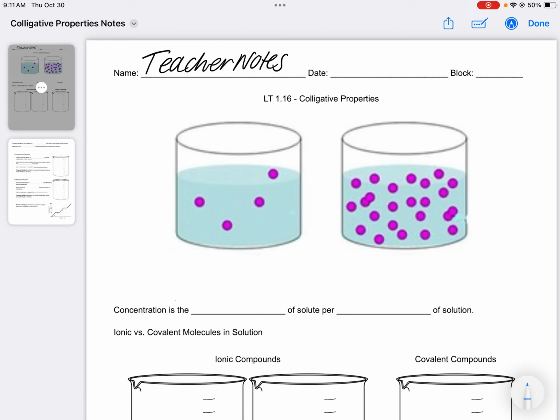Hi everyone, today we're going to be talking about colligative properties. Before we get into what a colligative property is and what examples of them are, I want to go over a few definitions. The first definition is dilute versus concentrated.